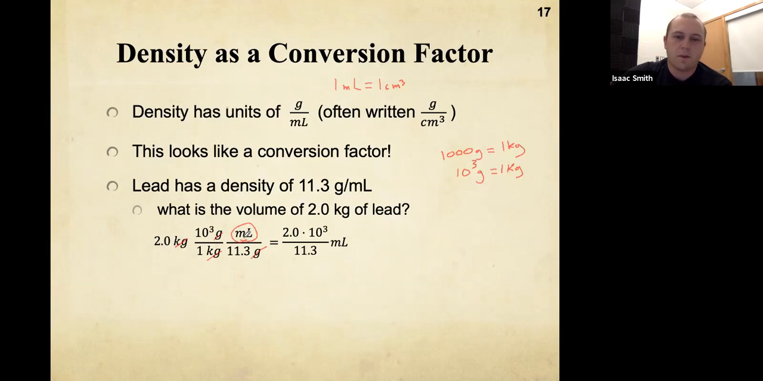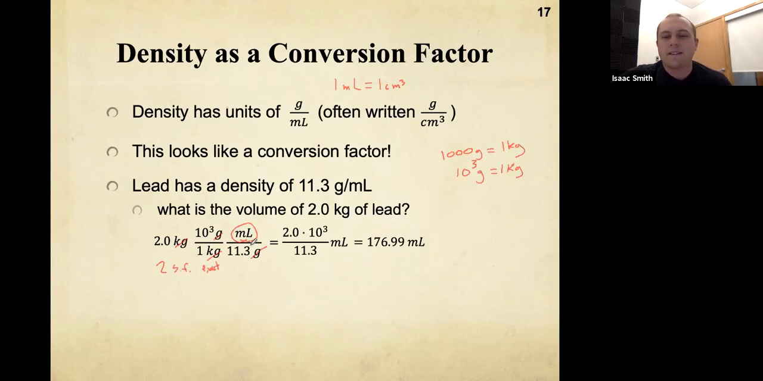So again, this is what you would want to put into your calculator, do the calculation, and you get this answer. Now we have to go back and look at sig figs before we can report our final answer. So 2.0 kilograms is a measured value, so that will have 2 significant figures. This conversion between grams and kilograms is in the same metric system, so that's an exact conversion.